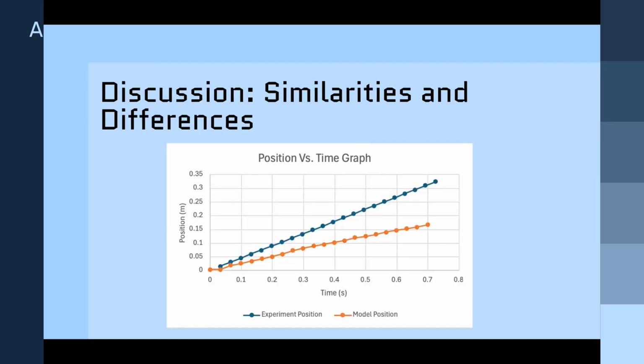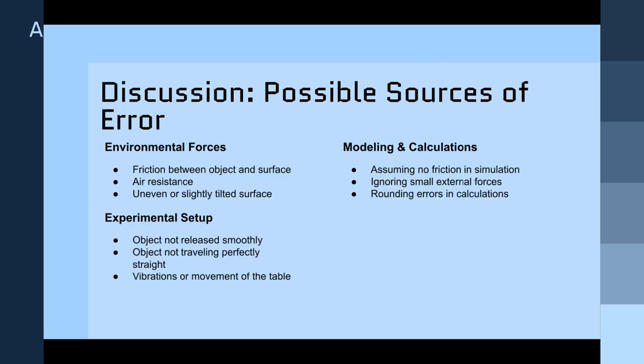This graph compares the experimental and model positions. Both lines are straight and have nearly the same slope. This shows the marker moved at a constant velocity with zero acceleration. The small differences are likely due to real-world effects not included in the simulation. Possible sources of error include friction, air resistance, or a slightly uneven surface. There may also be small Tracker errors or an uneven push. The simulation assumed no friction, which could explain the small differences.